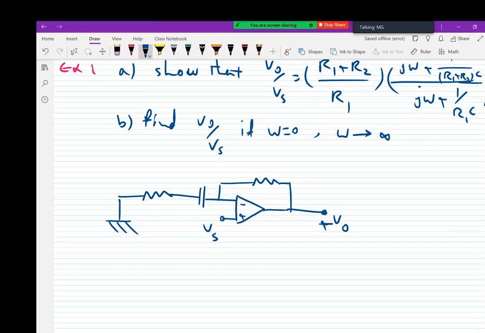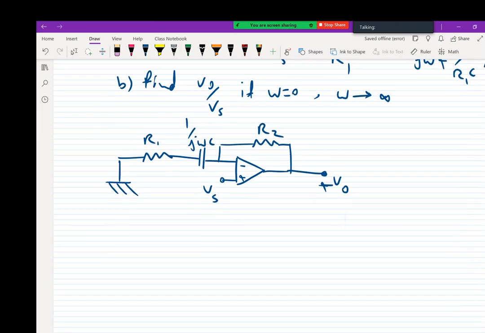Okay, this is the circuit. We have R2, R1, and we have 1 over J omega C. I hope we didn't have exactly the same circuit in our previous lecture. Let me double check it later, so let's just continue solving this one.